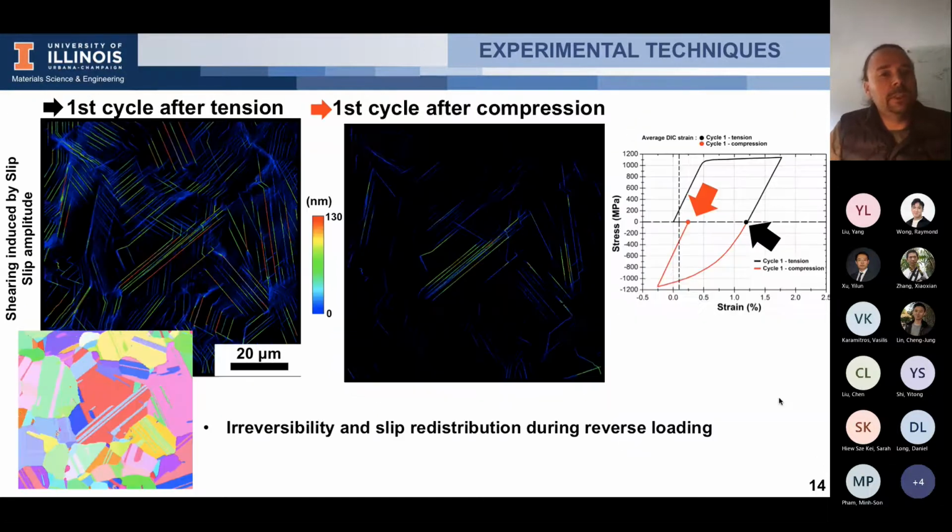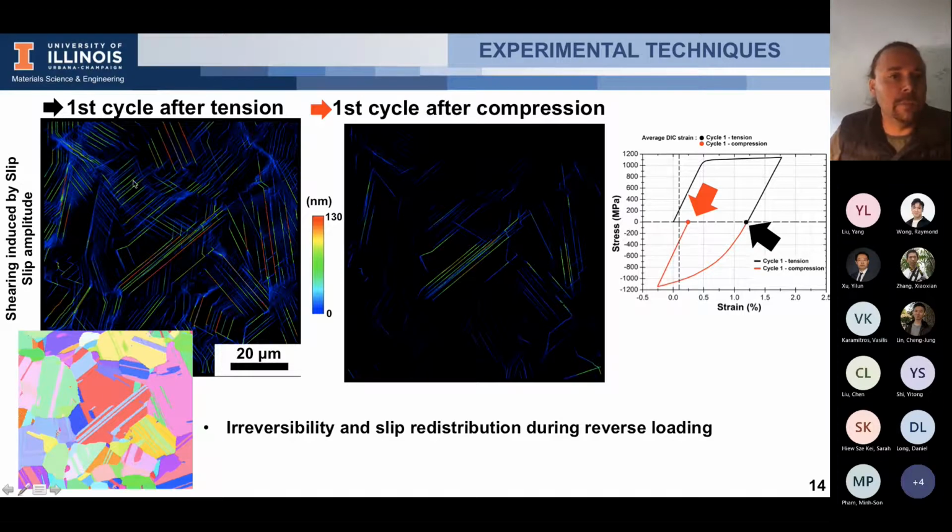Okay, so all the data I presented up to now were related to monotonic deformation. But you can also apply this during cyclic deformation, and it's what I do here. So I just apply one cycle. I loaded the specimen in tension, so you can see the black curve, and then I unloaded the specimen to 0 stress, and I did the high resolution DIC measurement.